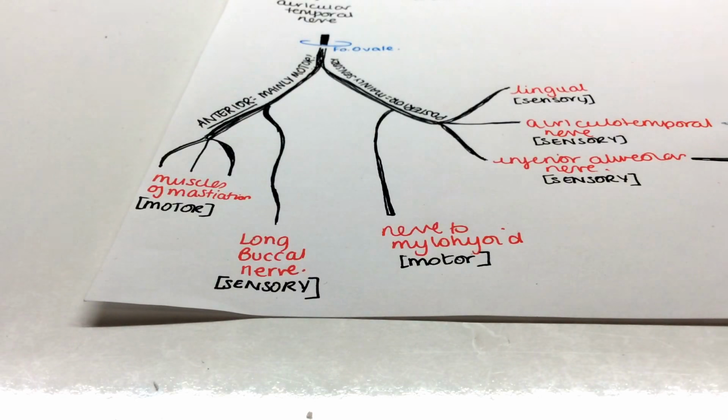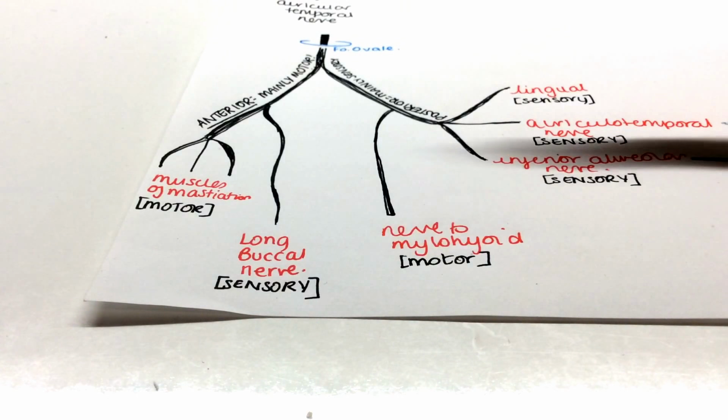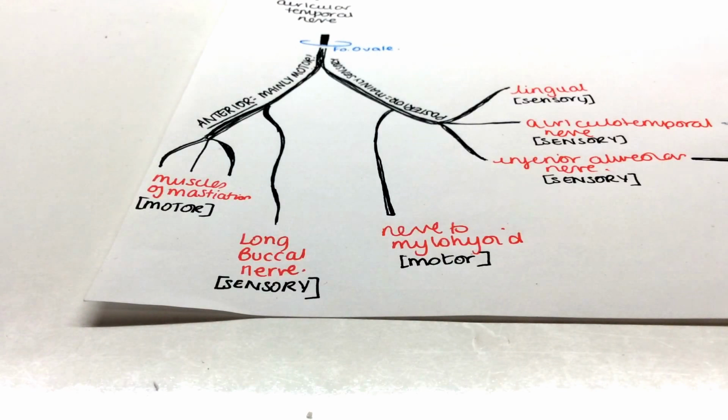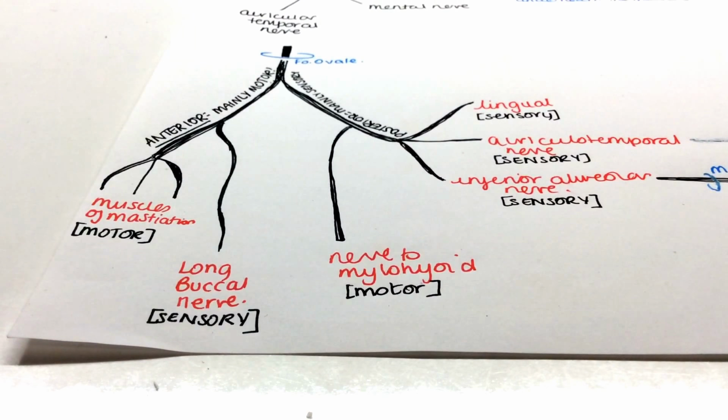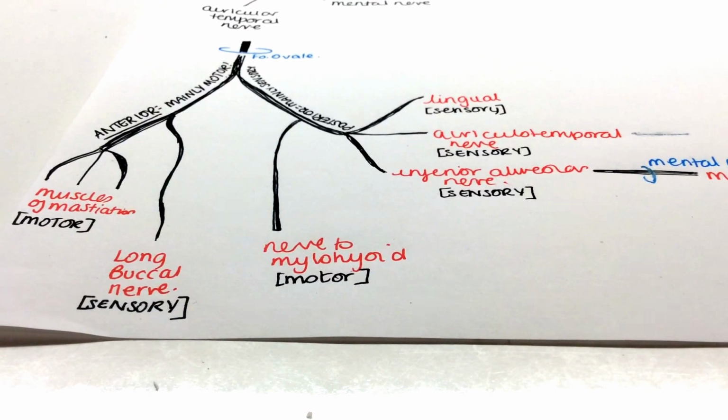So moving on to the posterior division, which is mainly sensory. So you'll have to just remember that as a fact. The posterior division is mainly sensory, and that's it. Okay? You have the nerves, the lingual, the auriculotemporal nerve, the inferior alveolar nerve, and these 3 are all sensory, okay?